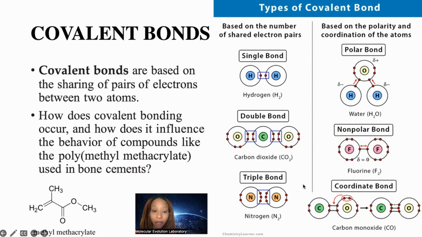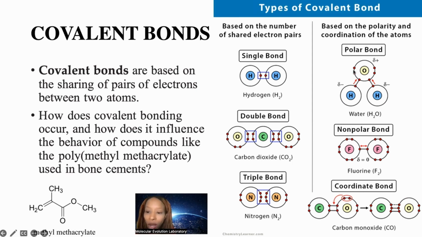So as we've said before, covalent bonds are based on sharing of electrons between two atoms. How does covalent bonding occur, and how does it influence the behavior of a compound like polymethyl methacrylate cement? A covalent bond is not like an ionic bond. A covalent bond is when atoms share electrons, so there's no transfer of electrons.